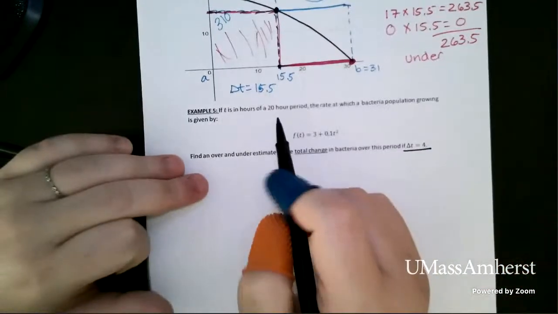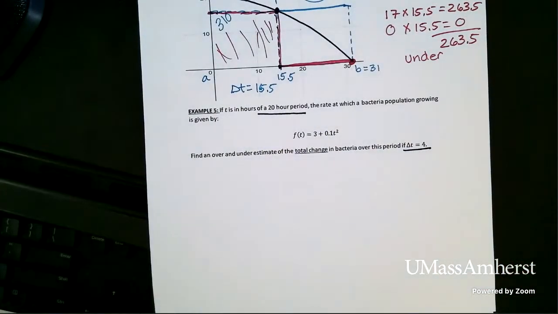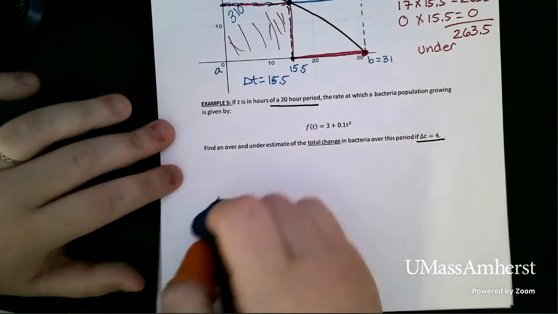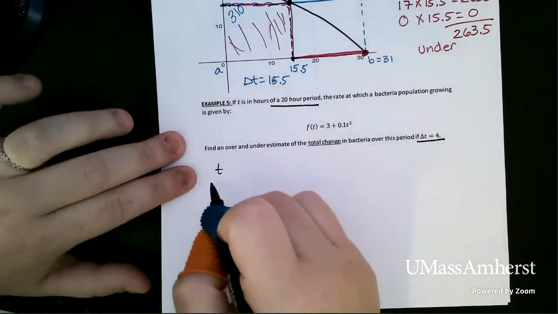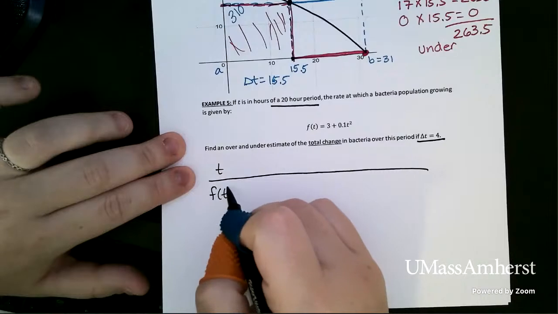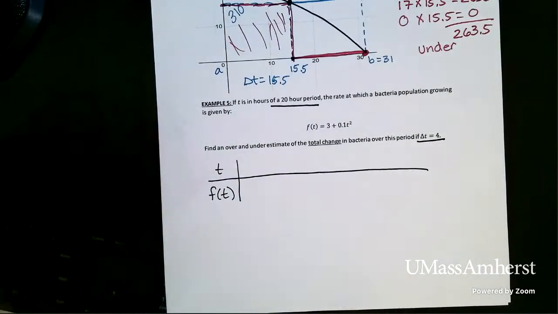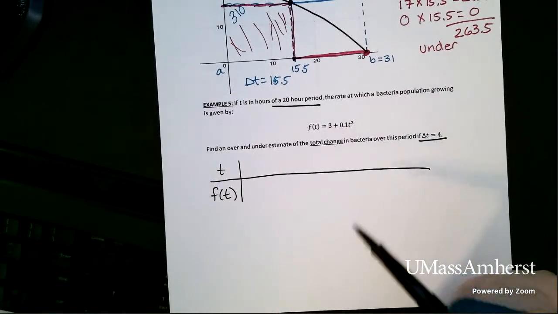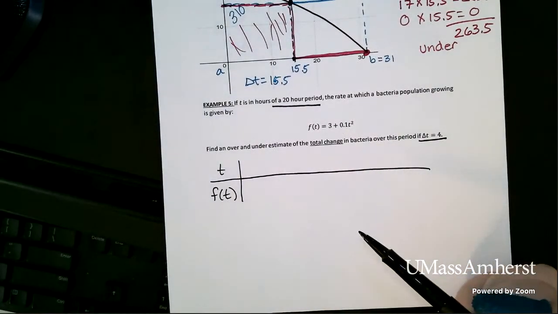We also know something about the length of the interval. And so what we need to do here in order to actually solve this is set up our own table. Just like we did in the first table example, we need to have the values of the rate so we can do left and right hand approximations.